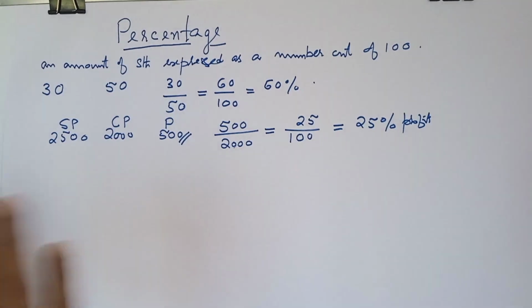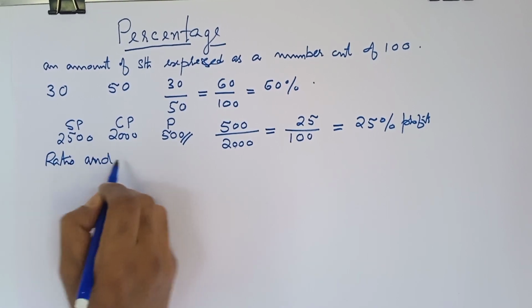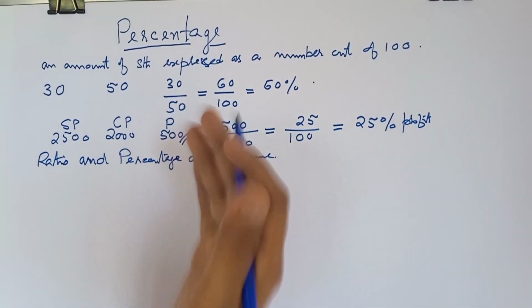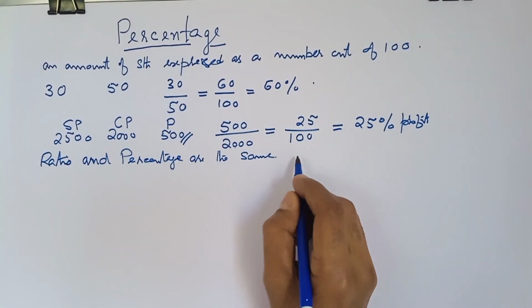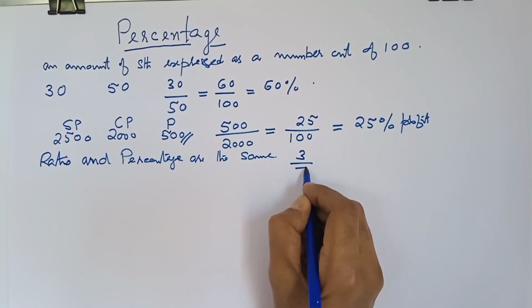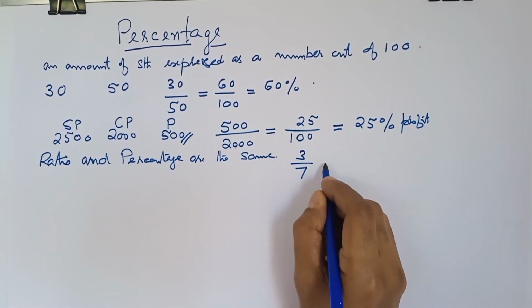Now you might have observed something. Ratio and percentage are the same. Can you see that? Given any ratio, it's possible to convert that into another ratio whose denominator is 100. Say, for example, take another example. Take this one, 3 by 7. How do you express that ratio as another fraction with the denominator being 100?